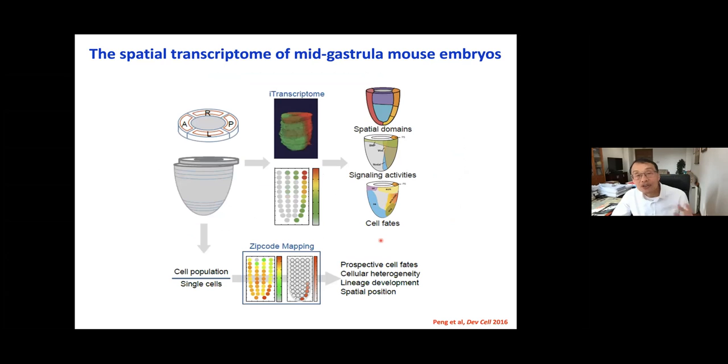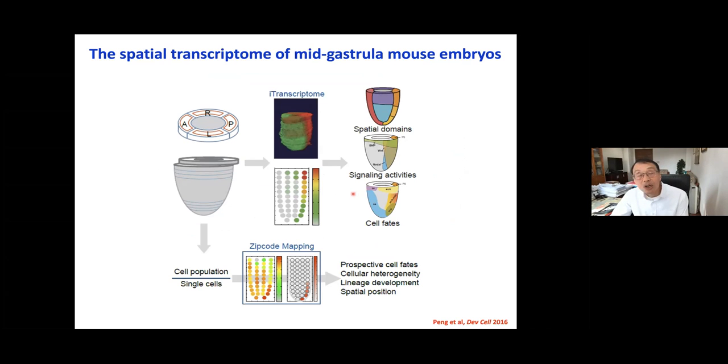With this, we found that by embryonic day 7, the mouse embryo has 4 transcriptional domains: anterior, posterior, lateral, proximal, and distal regions. Also, they have signaling activities and cell fate determination.